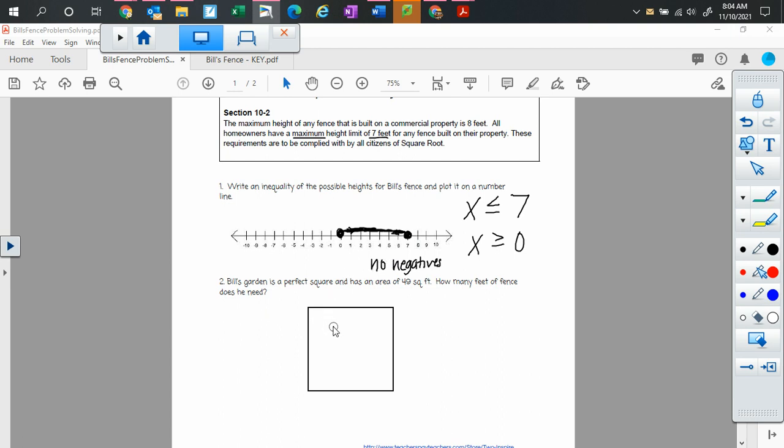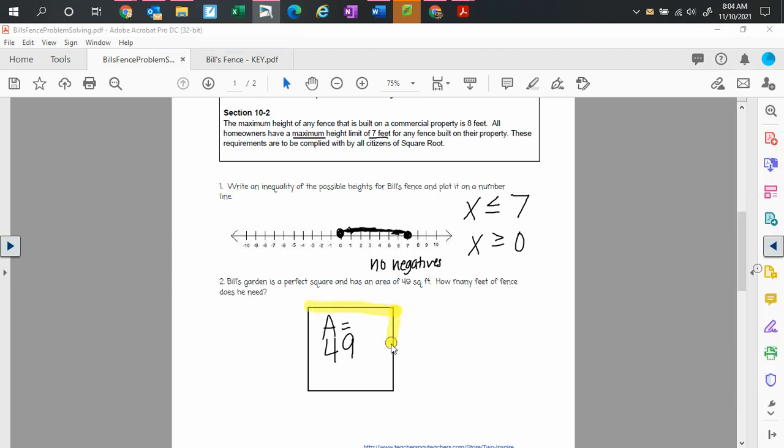Number 2, Bill's garden is a perfect square and has an area of 49 square feet. So his area is 49. How many feet of fence does he need? The feet of fence part is going to be going around the outside. So we call that in math, that's our perimeter.